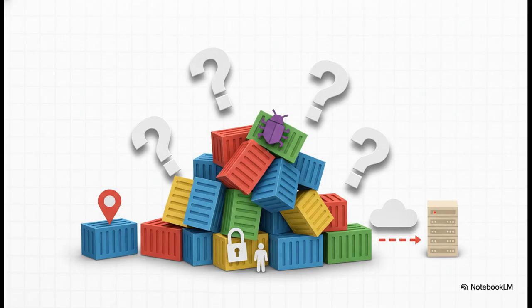Where are we even supposed to store all of these things? How do we stop just anyone from pulling a sensitive production image? And the big one, are these images secretly packed with vulnerabilities? This isn't just theory. Imagine a developer accidentally pushes an image with a brand new critical vulnerability straight to production just because there were no checks in place. That is exactly the kind of chaos we're talking about.